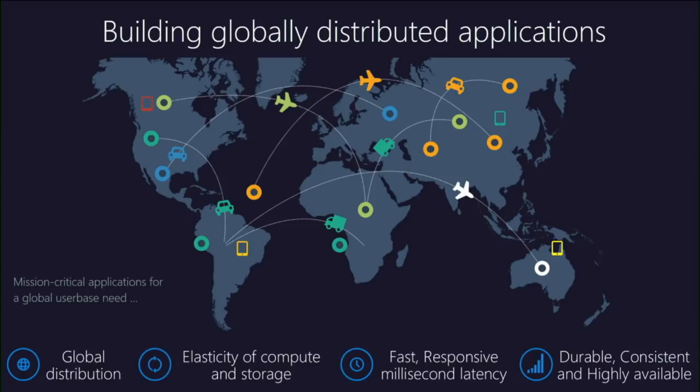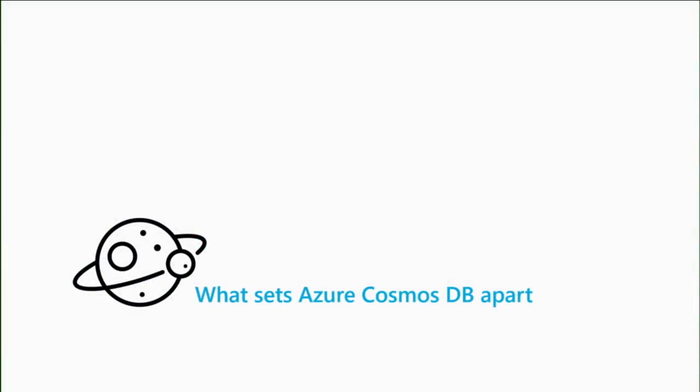So global applications these days have a number of requirements for them to launch, as well as to support the number of customers they have. Some of the requirements are they need global distribution, elasticity of compute and storage, fast, responsive millisecond latencies, as well as they need a durable, consistent, and highly available database. So how does Azure Cosmos DB fit into that role? How does it set itself apart from all the other databases out there, and why is it very unique in that aspect?